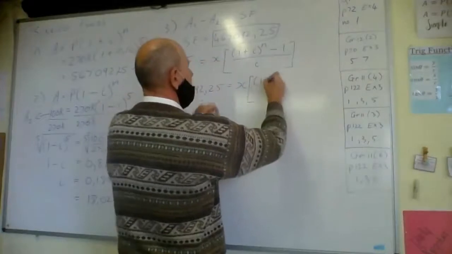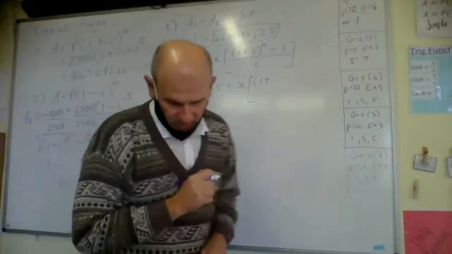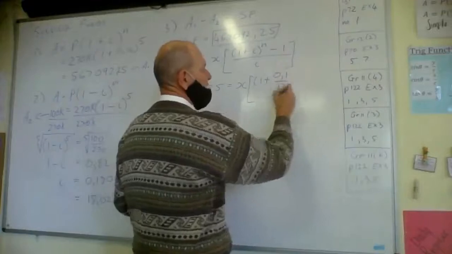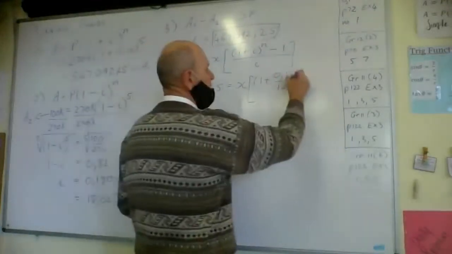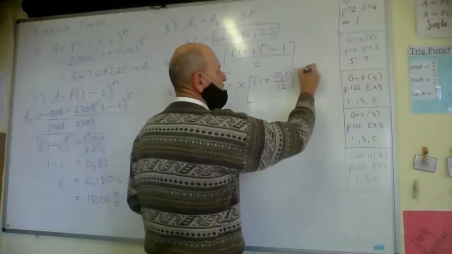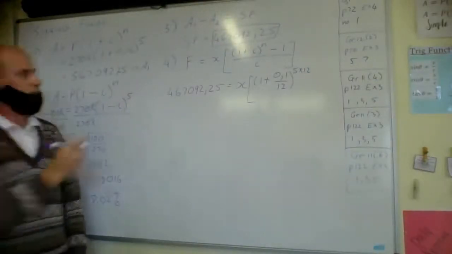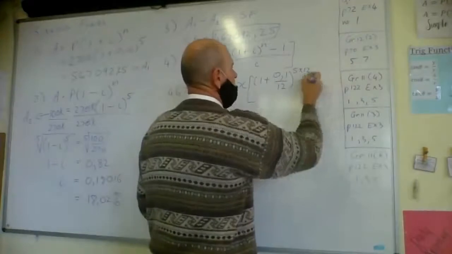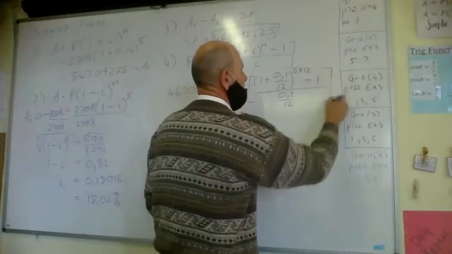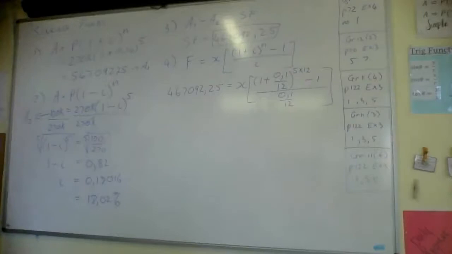of (1 plus 0.1 compounded monthly, over 12, close bracket). It is over 5 years, but it's compounded monthly, so remember to multiply by 12. Minus 1, divided by 0.1 over 12. Here we go. Right, see if you can calculate the x value.